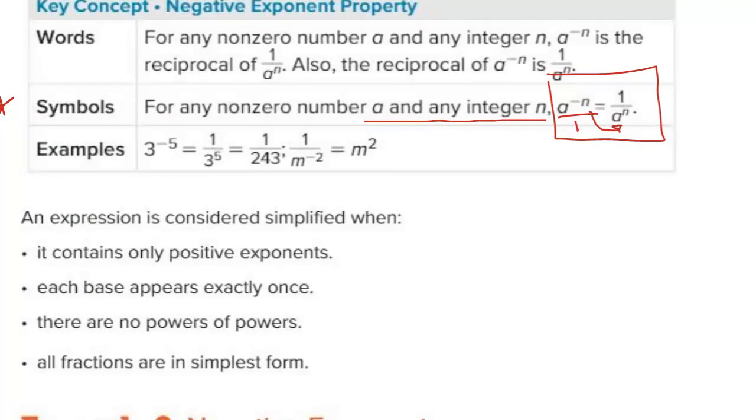And vice versa. If you have 1 over m to the negative 3, it doesn't like being on the bottom part of the denominator. So you would rewrite it and move it so it goes to the top, m to the positive 3. You lose that negative on the exponent and put it over 1. Okay?